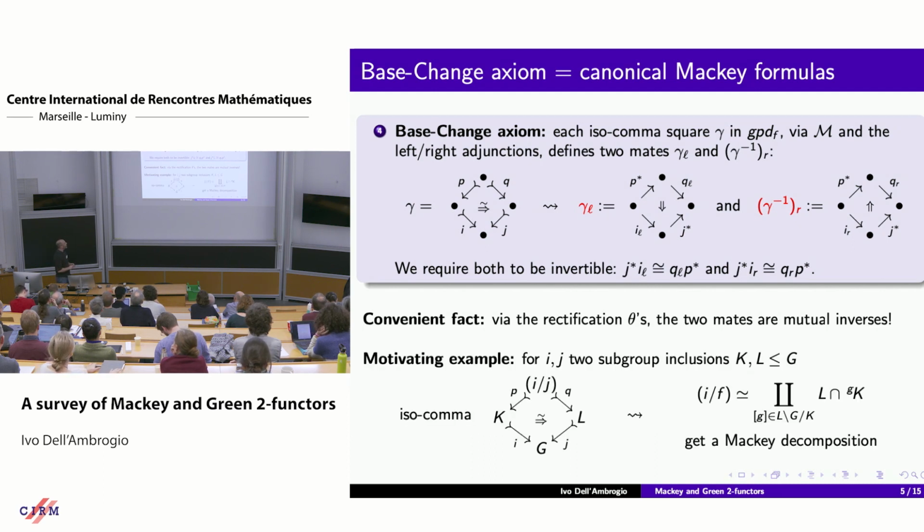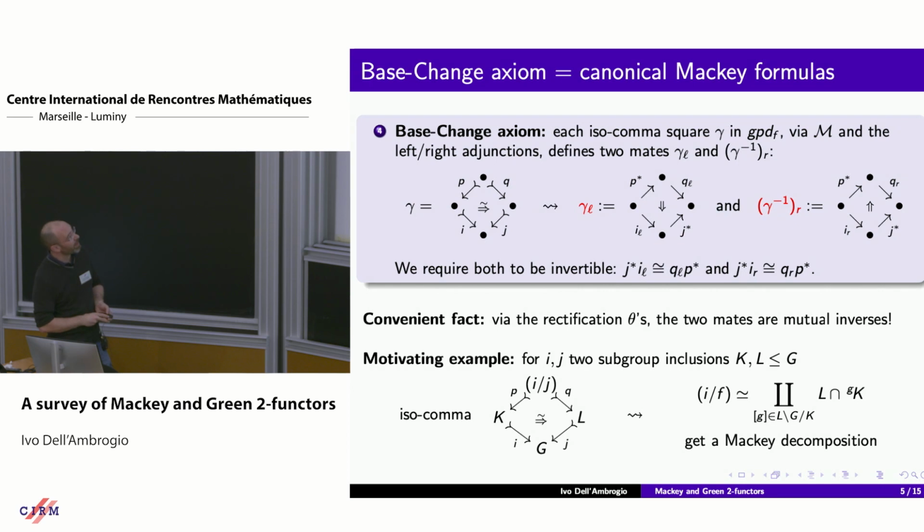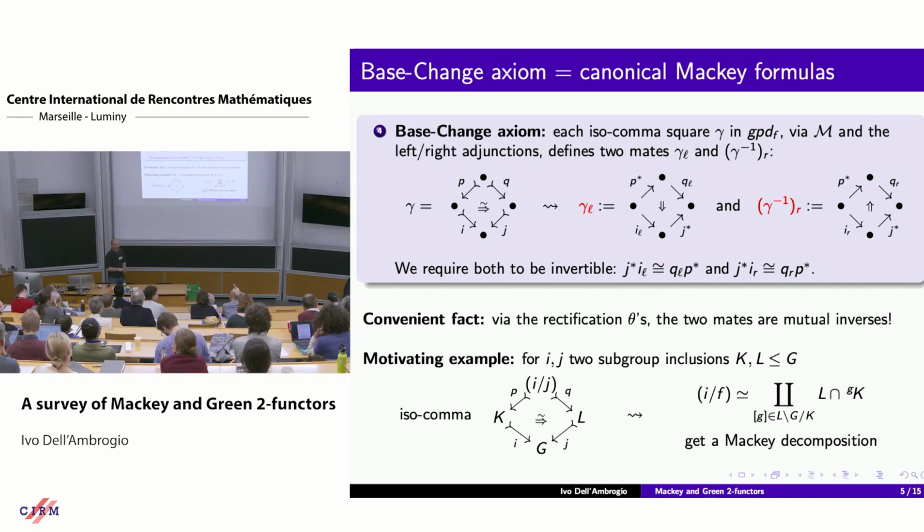And well, let me give you, for those who have never seen this, the motivating example of these isocomma squares. Sorry, can I ask you? Sure. You could basically require only, if you say the left and right adjoint are the same, you could only require one. No, because the rectification is a consequence of this axiom. So for base change, you need left base change, right base change, and some identification of left and right adjoints for all I. Then you can prove rectification.